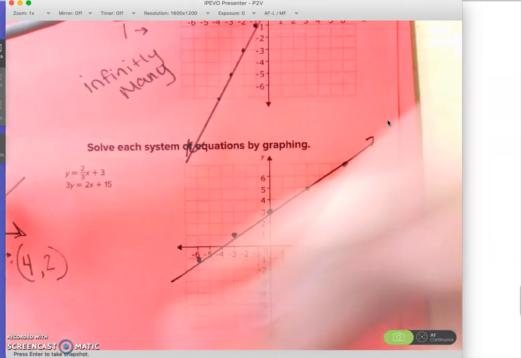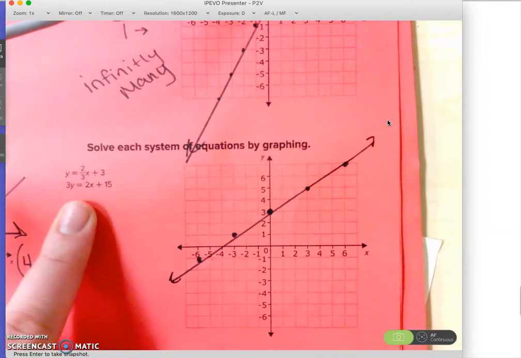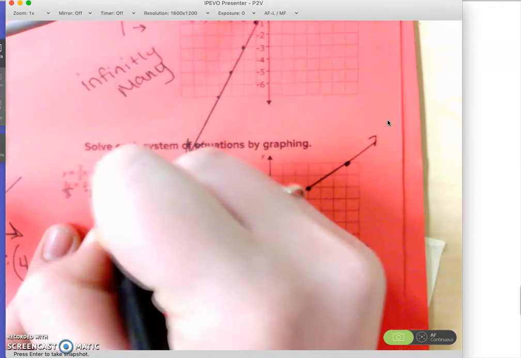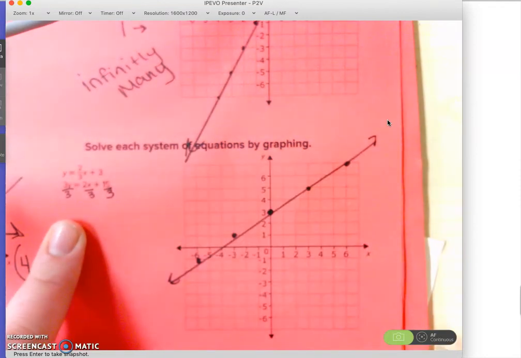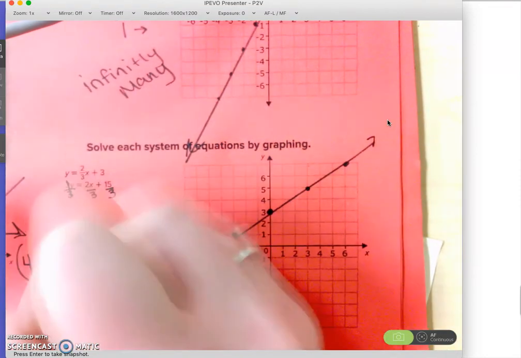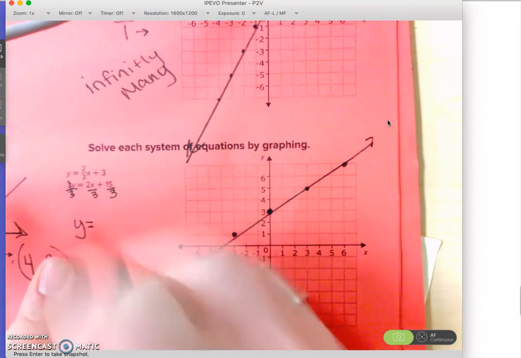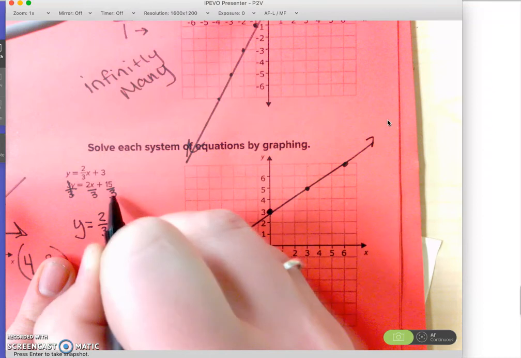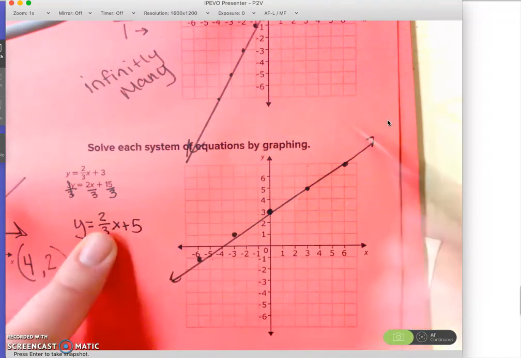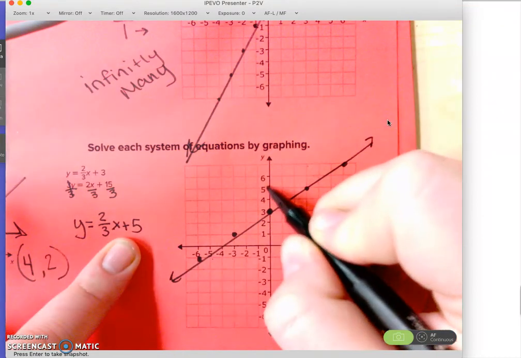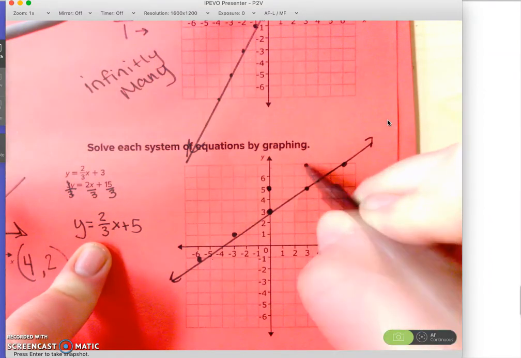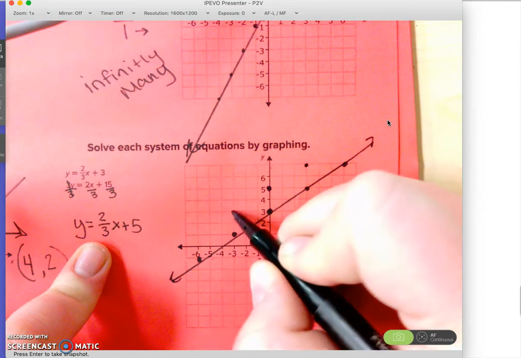Then I need to make sure to get this one in slope-intercept form. So if I divide by 3, every term has to be divided by 3. 3 divided by 3 is 1, so I have y by itself. I have 2/3 x, and then 15 divided by 3 is 5. Now I go up to 5, and I'm going to use my slope of up 2 over 3, or down 2 to the left 3.